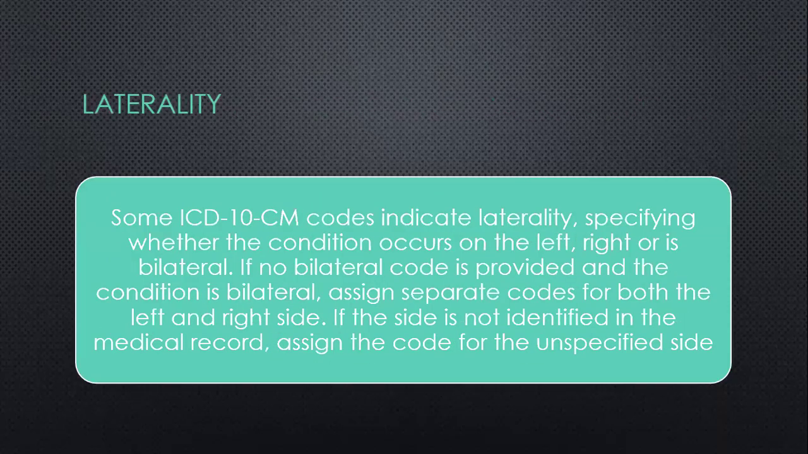Laterality. So there are some diagnosis codes that specifically indicate the laterality. Mentioned just a second ago, left, right, or bilateral. If there is no bilateral code provided, then you can use the separate sides for right and left. So if there's a specific, say for instance, pain in the body, and there's only pain in right arm and pain in left arm, and there's not pain in bilateral arms, then you will code the appropriate right and left diagnosis code separately.